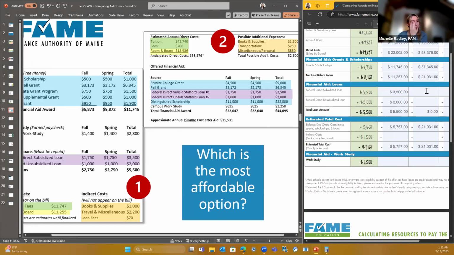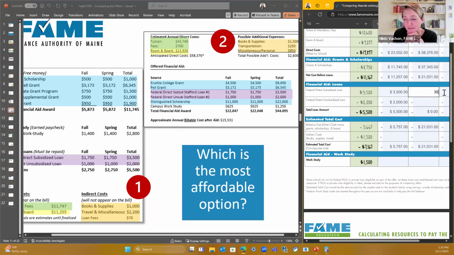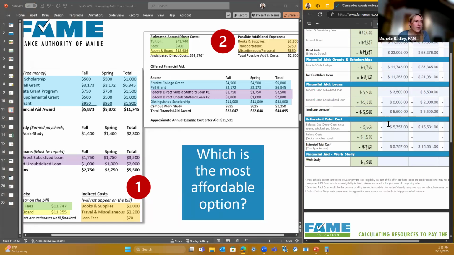Okay, great. Thanks for explaining that, Nikki. I appreciate it. Okay, so we have that, and then we have that. So we are looking at this total cost here.